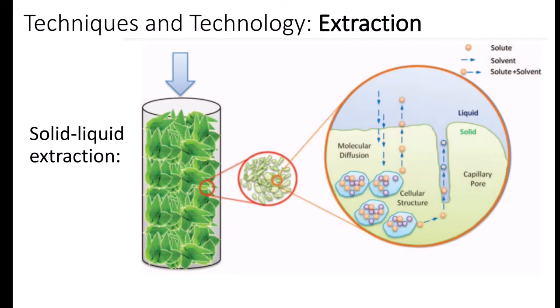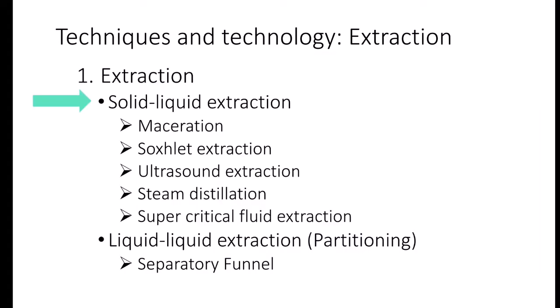In solid-liquid extraction, the matrix that you want to obtain your compounds from is obviously a solid. So in this case, the solvent penetrates into the solid matrix by molecular diffusion. The soluble compounds can now transfer from the solid material to the solvent. There are many ways to do solid-liquid extraction, okay, and here are a few of them.